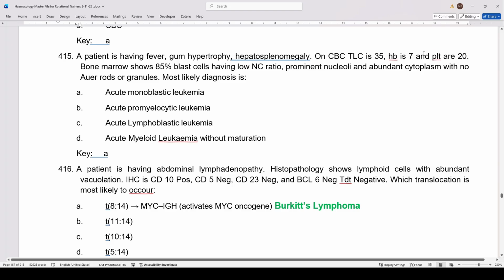Okay, so both bicytopenia, bone marrow shows... whenever there is bicytopenia and TLC is raised, just think of some leukemias or something like that. Think of the blast cells. Bone marrow shows 85% blast cells having low NC ratio, prominent nucleoli, and abundant cytoplasm with no Auer rods and granules seen. So this is the morphology of the blast, and they are saying there is abundant cytoplasm with no Auer rods. If there were Auer rods, we would go into acute myeloid leukemia.